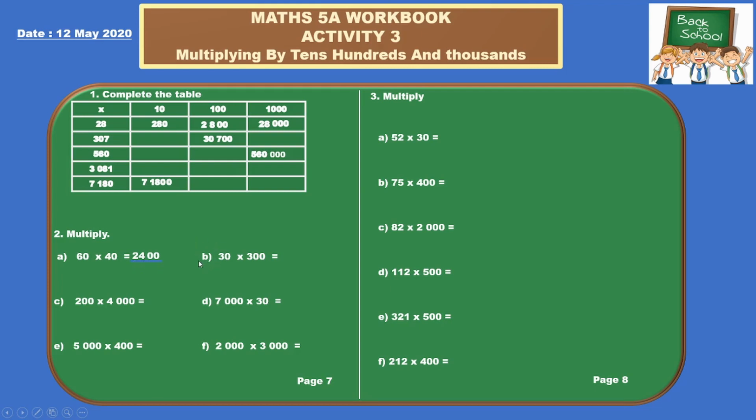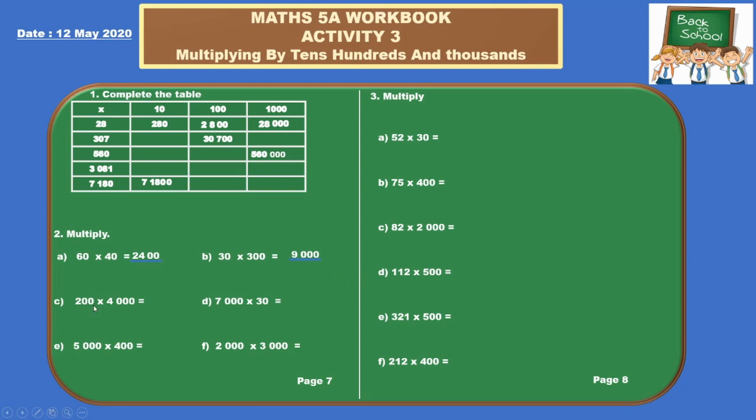Then exercise B, 30 times 300. 3 times 3 is 9. Then count how many zeros? 1, 2, 3. So tag 3 zeros here. So what is the answer? The answer will be 9,000. Then underline in blue.